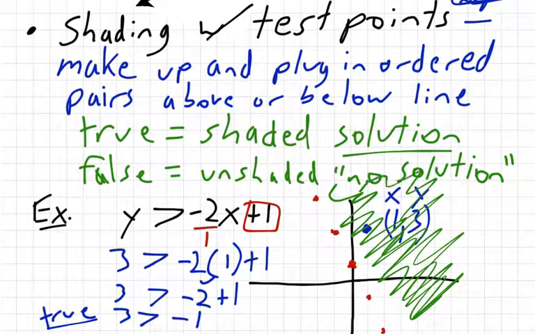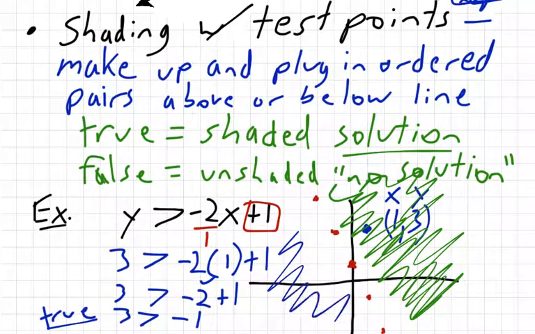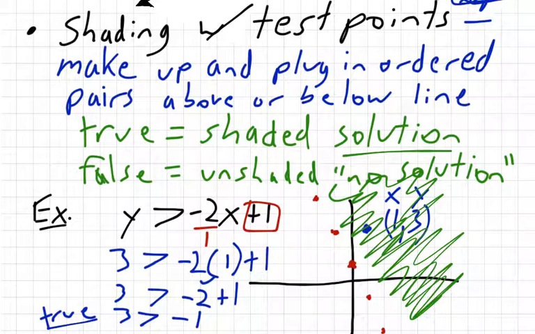If that would have been false, I would have shaded the opposite side. I would have shaded over here. But that was not the case, so I just shaded up there. And that's how the test points work. So plug in an ordered pair for x and y. If it's true, shade that side. If it's false, shade the other side. So pretty simple, right?